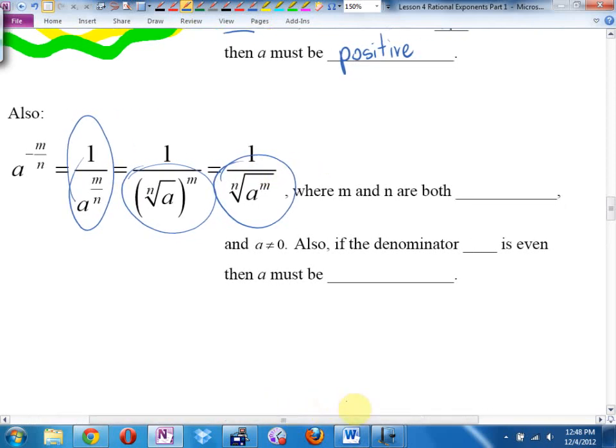Where m and n are both integers, and a can't be 0. And if the denominator n is even, then a must be positive, because you can't take the square root, or the 4th root, or the 6th root, or the 8th root, or the 10th root. You can't take an even root of a negative number. Let's try applying some of this.